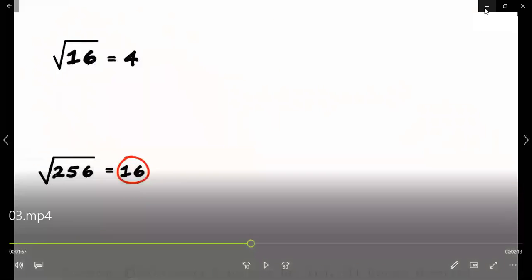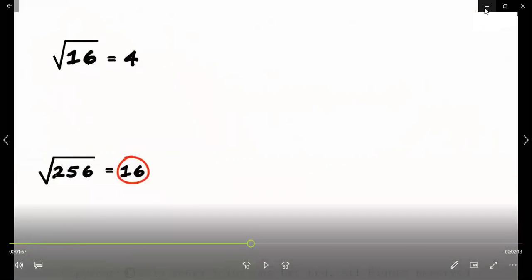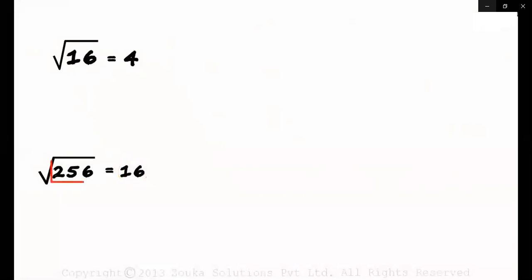Similarly, the square root of 100, or we can say 10 squared is 100. So the square root of 100 will be 10 only. Similarly, the square root of 81 will be 9, because 9 squared is 81. So in this way, you can easily find the square roots of any given number.